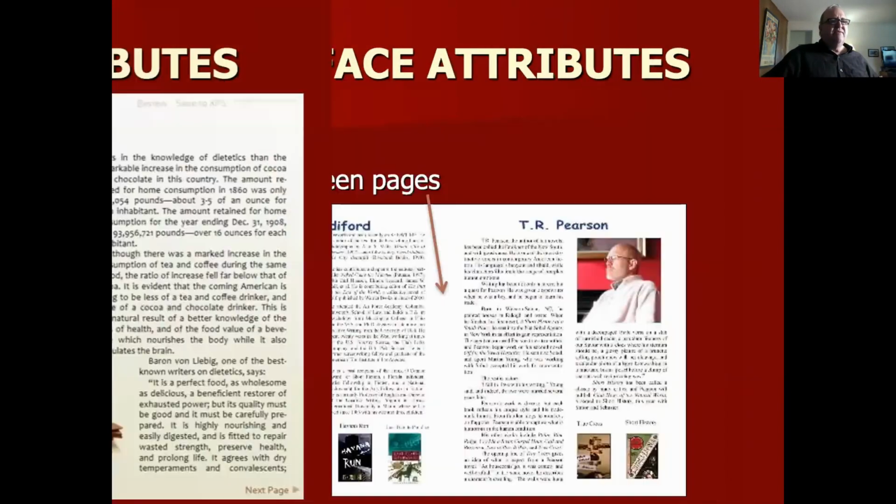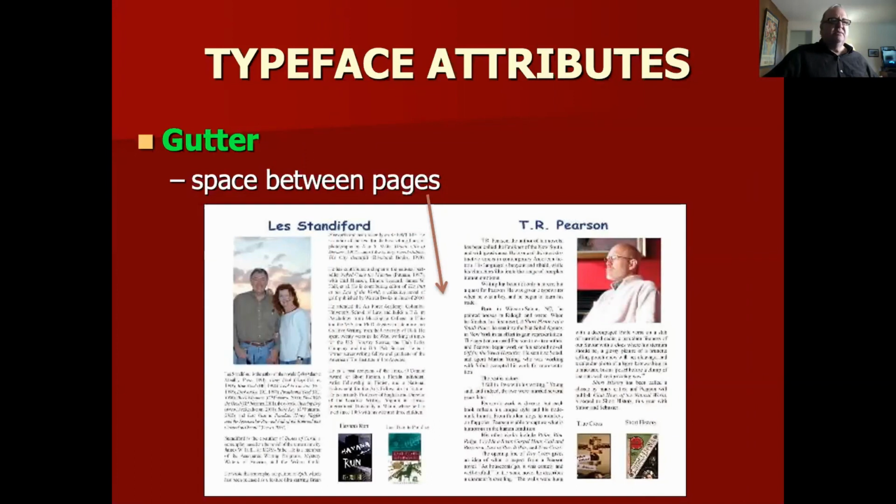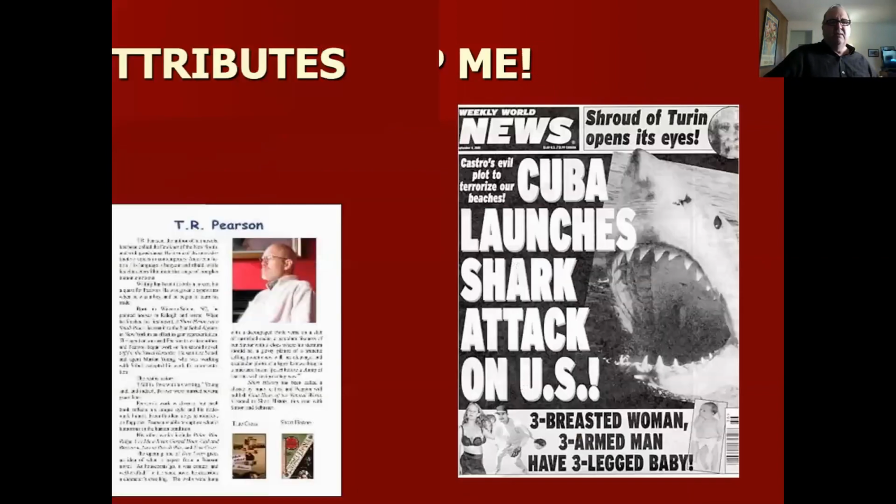Magazines tend to lay kind of flat, so it's less of an issue. But a lot of books, especially paper-bound books with that flat back on them, will have that problem.